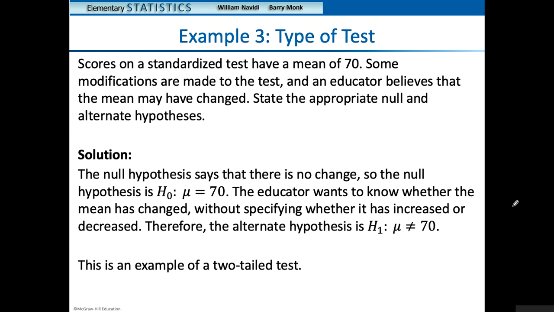The null hypothesis is the assumption that nothing has changed. The null hypothesis is always a statement of equality. The alternate hypothesis is a statement that something has changed. And it's going to be a statement of inequality, either indicating an increase or a decrease or just a change. And whether it's a right-tailed or a left-tailed or a two-tailed test will require looking for key words in the problem description.